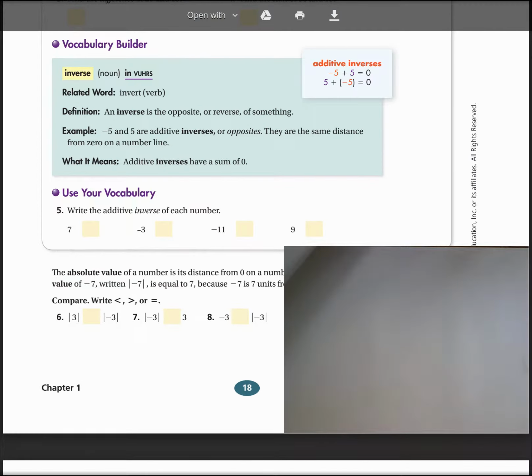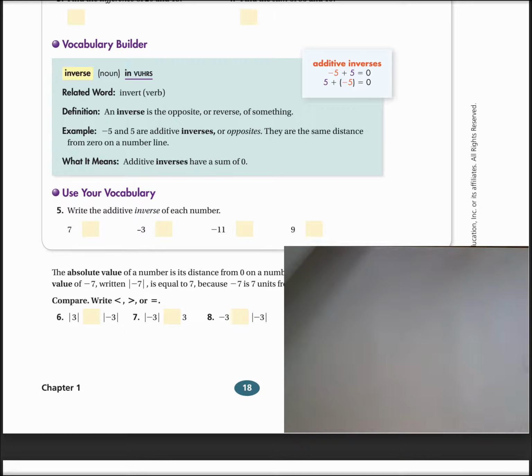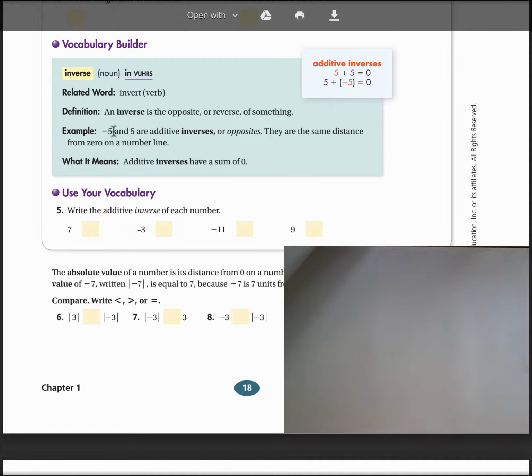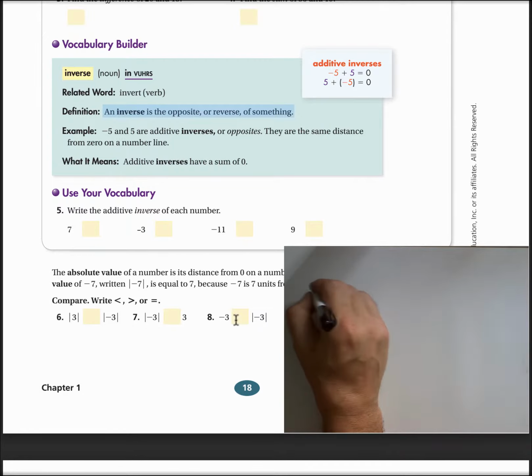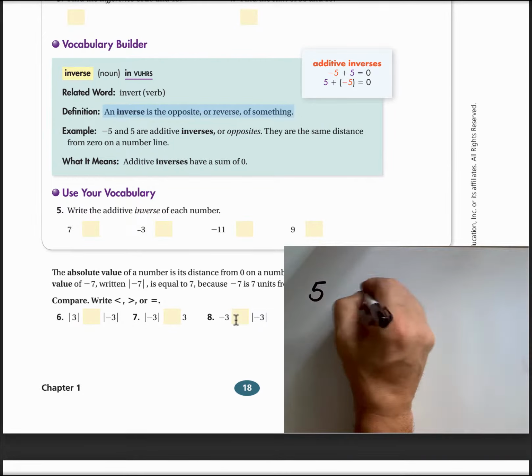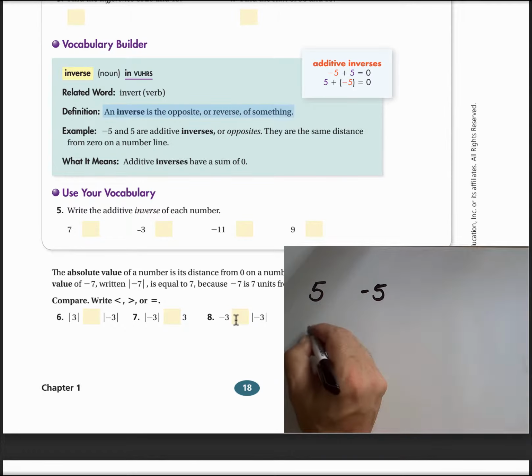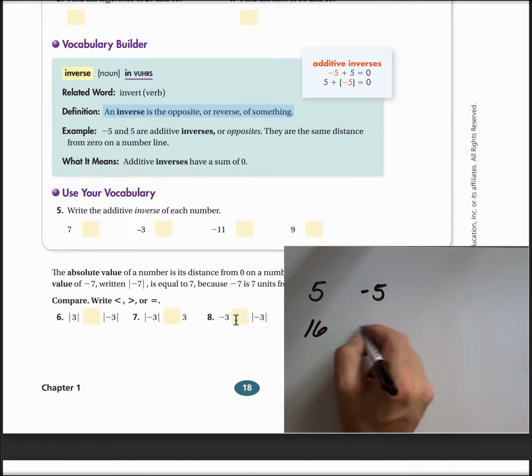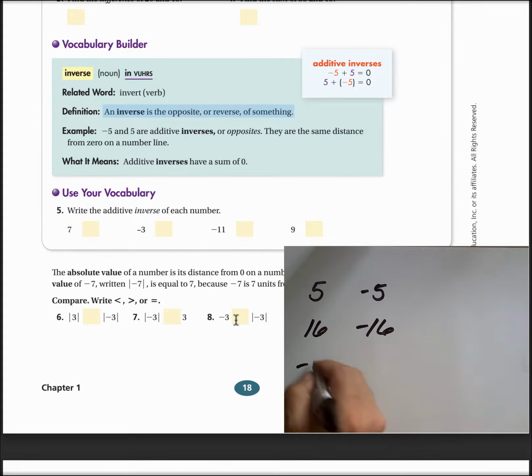All right, next is going to be working on some vocabulary. Inverse. What does inverse mean? It says an inverse is the opposite or reverse of something. In other words, if we have the number 5, what's the opposite of 5? Negative 5. If we have 16, the opposite is negative 16. If we have negative 2, the opposite is 2. If we have A, the opposite of A is negative A. That is your inverse.